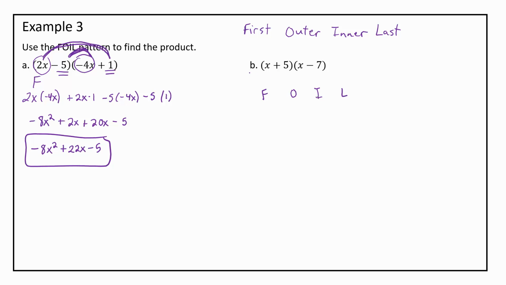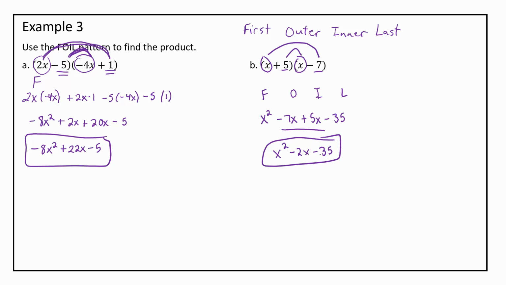All right, so first is x times x, which is x squared. Outer is x times -7, which is -7x. Inner is 5 times x, which is 5x. And last is 5 times -7, which is -35. We want to add these middle terms together because they're both x's. So x squared minus 2x minus 35 is our answer.